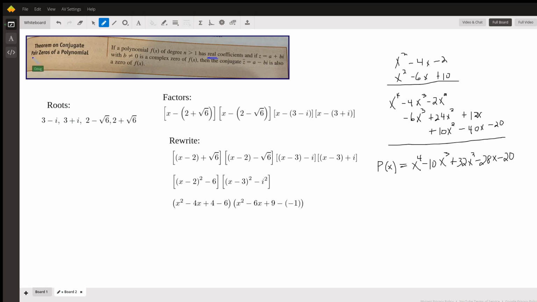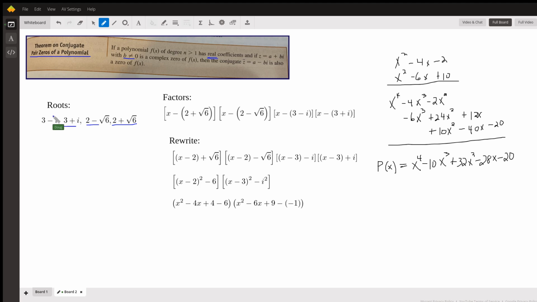We're going to use this theorem right here, that if we have a complex 0 where b does not equal 0, then its conjugate is also a root. And so we're given that 3 minus i is a root, so that means 3 plus i is a root. And we're also given these two roots.